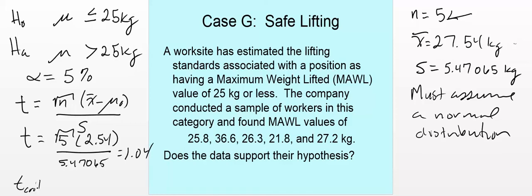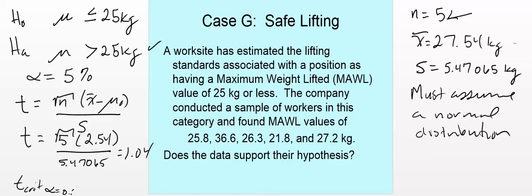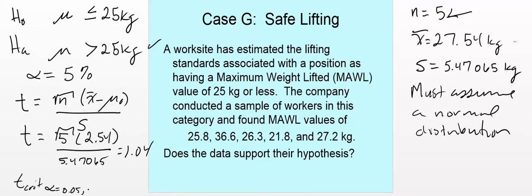Now we need the t critical. We have to note our level of significance, which is 5%. Now I'm not using alpha over 2, and that's because I have a one-sided alternative. So I'm not dividing alpha by 2. So I want alpha equals 0.05, and the number of degrees of freedom is 4. So 4 degrees of freedom and an alpha of 5%.